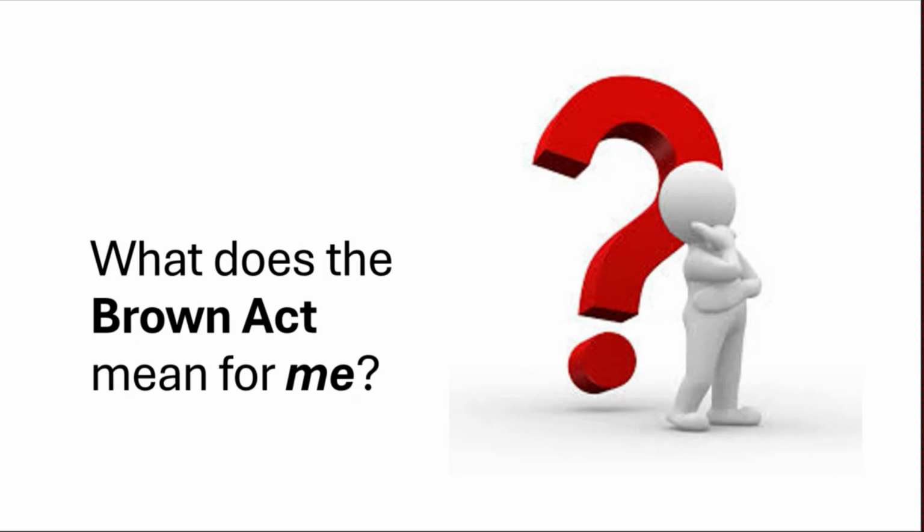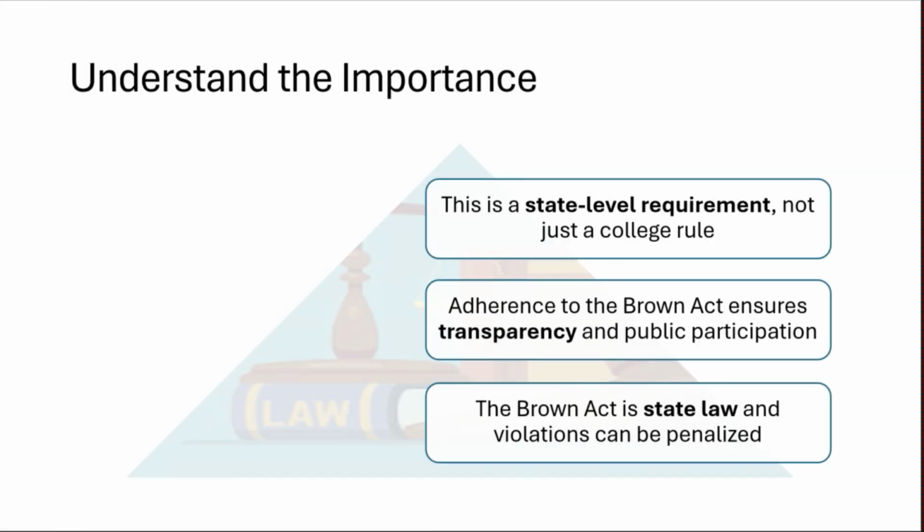All right, so with all of that background about the Brown Act, our important question might be, then what does the Brown Act mean for me? The first thing we want to look at is really understanding the importance of the Brown Act. The Brown Act is not just a college rule, it is a state level requirement. It is a law. Adherence to the Brown Act helps ensure transparency and public participation in our work as a student government. And the Brown Act is state law, and violations can be penalized.